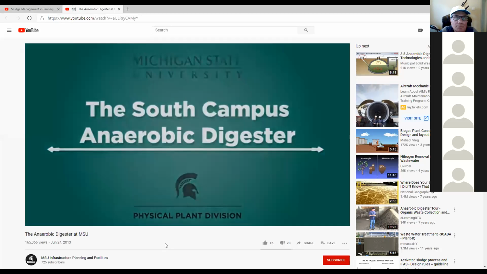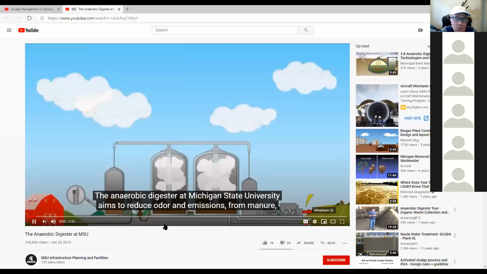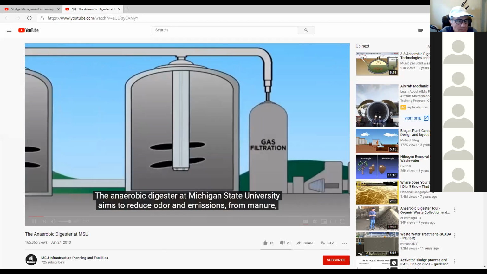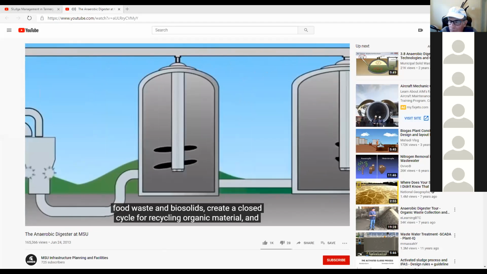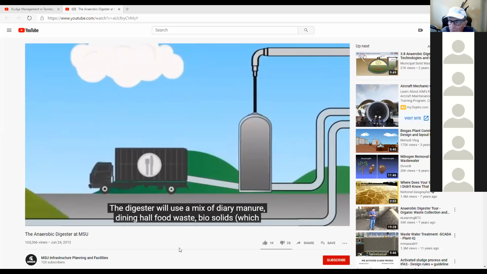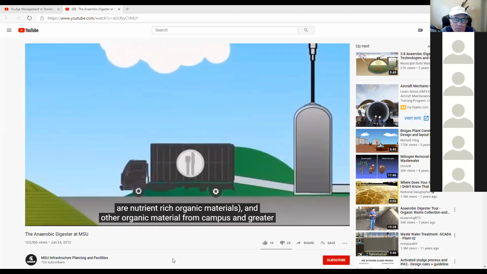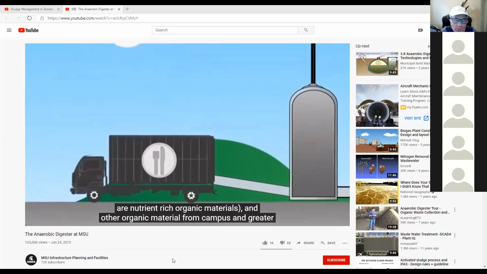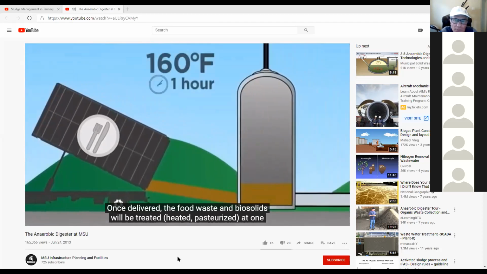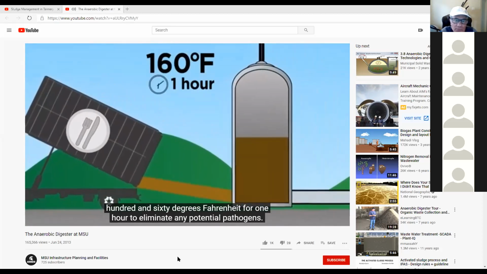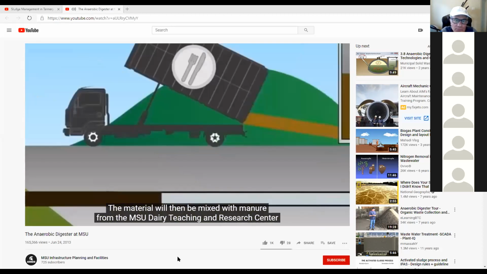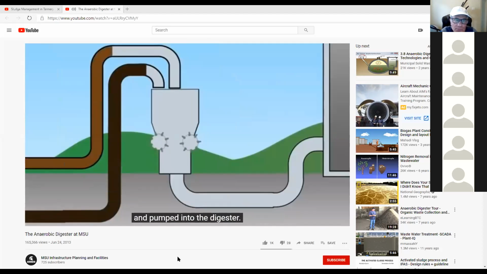Michigan State University. The South Campus Anaerobic Digester at Michigan State University aims to reduce odor and emissions from manure, food waste, and biosolids, create a closed cycle for recycling organic material, and generate renewable energy. The digester will use a mix of dairy manure, dining hall food waste, biosolids, which are nutrient-rich organic materials, and other organic material from campus and the greater Lansing area. Once delivered, the food waste and biosolids will be heated at 160 degrees Fahrenheit for 1 hour to eliminate any potential pathogens. The material will then be mixed with manure from the MSU Dairy Teaching and Research Center and pumped into the digester.